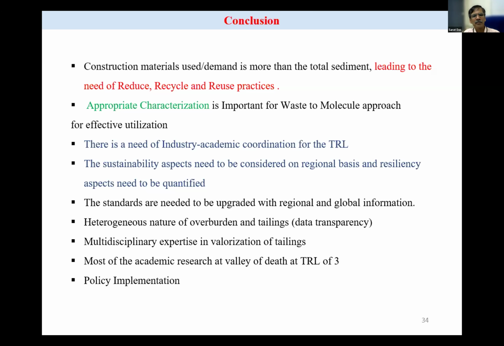To come out or improve the TRL, there is need of an industry. We should compare the sustainability aspect to convince the policy planners. We need the standards. Then only the professional engineers will get the confidence of using it. The heterogeneous nature of overburdens or tailings many times is not shared. There is a data transparency issue. And this valorization needs multidisciplinary expertise. As I was saying, we even need social scientists.